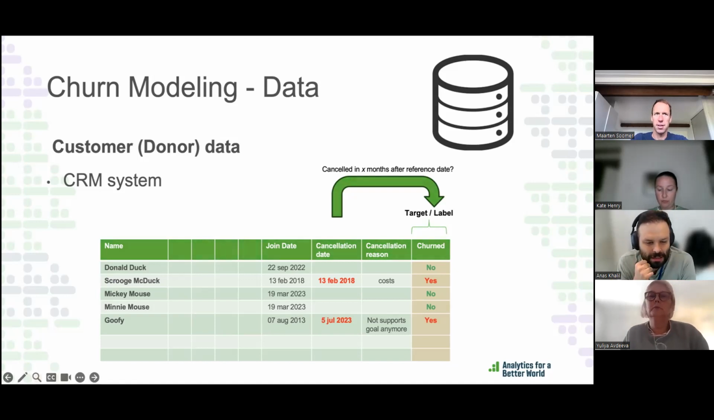Yes, but there is part of it that could be not very quantifiable. Like, for example, they filed a complaint. How can you model that?